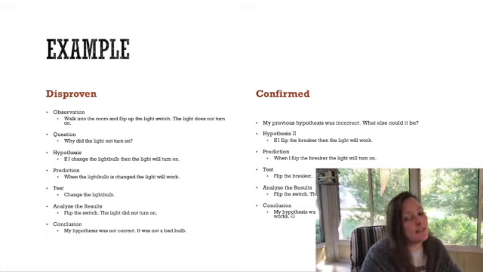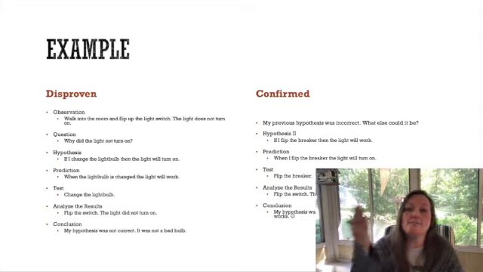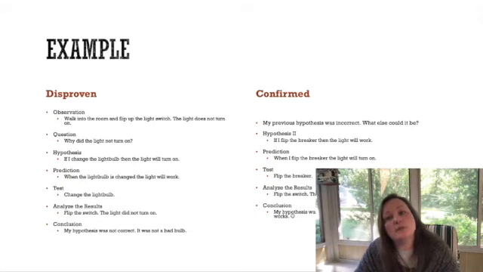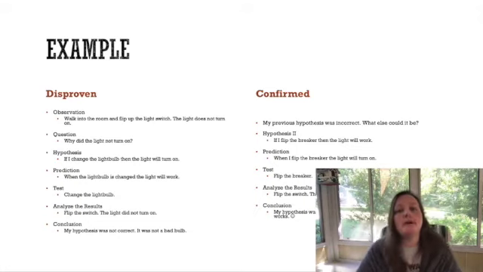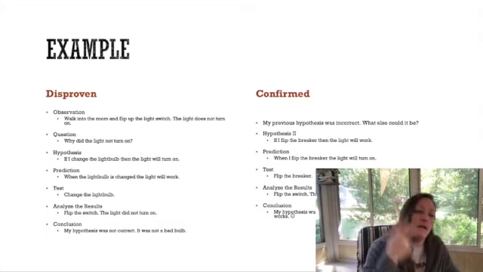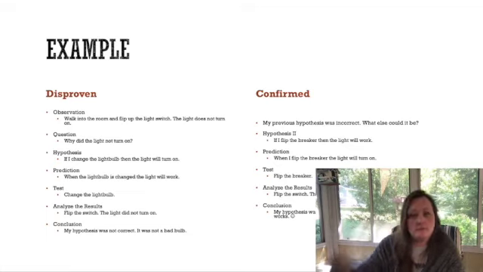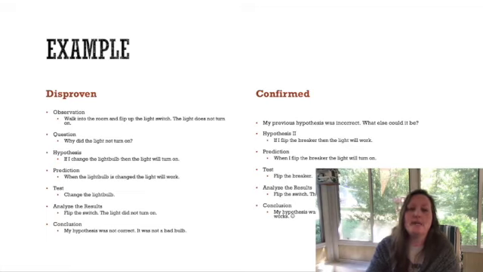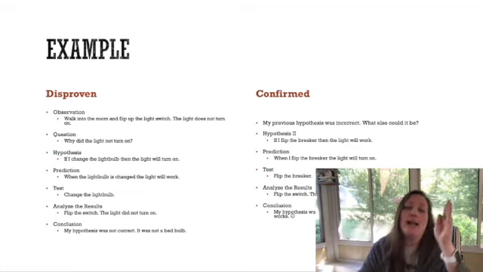was not correct. So since it was not correct, I have to come up with another one. So my hypothesis was incorrect. What else could it be? Hypothesis 2. If I flip the breaker, the light will work. Prediction, when I flip the breaker, the light's going to work. Test, I flipped the breaker. Analyze the results. Flip the switch. My light turns on. Conclusion, my hypothesis is correct. The breaker was flipped. Now my light works. So that is one example because it was all answering the same question. But I had a disproven hypothesis and a confirmed one.